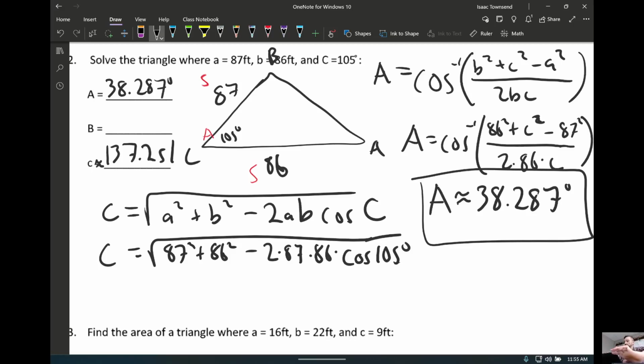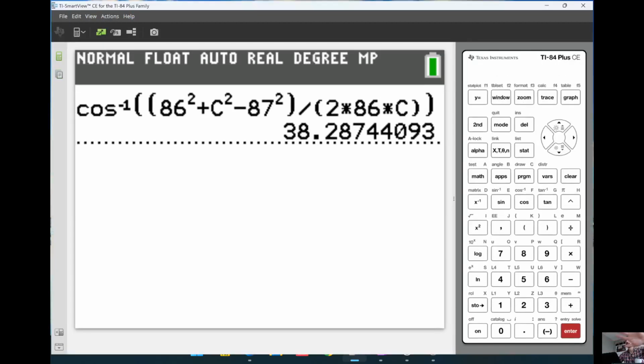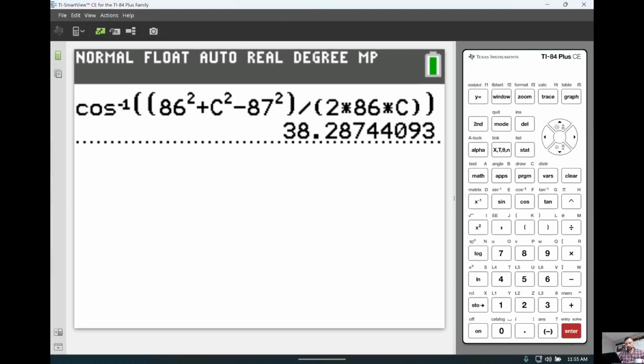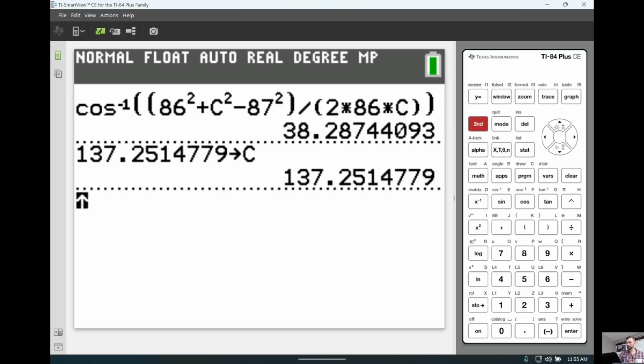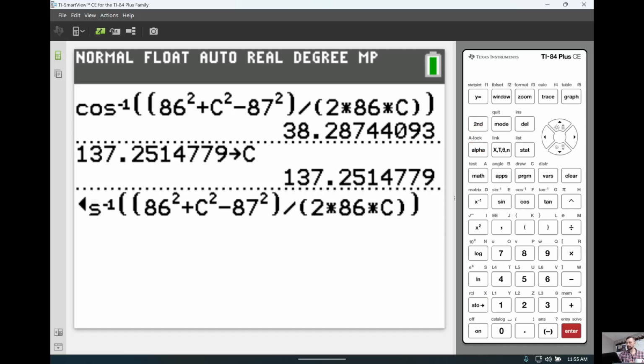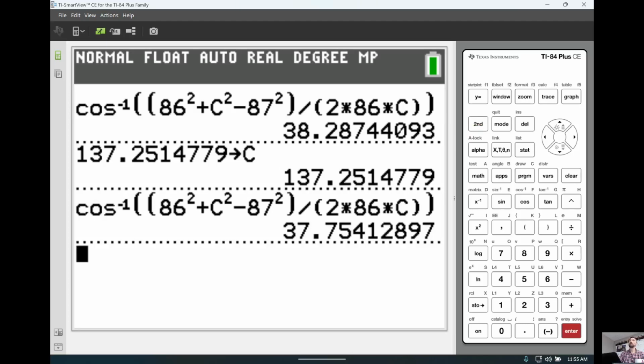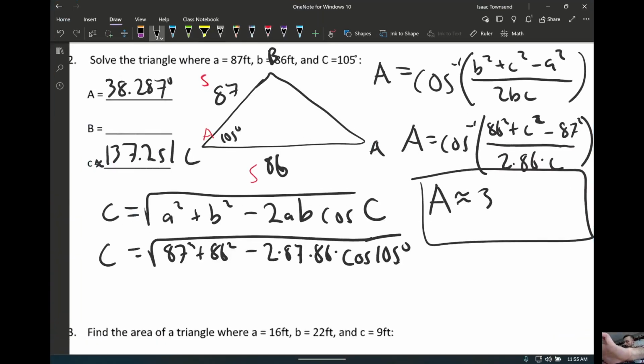And so then this guy, let's fix that. Here's what C is supposed to be with all the decimals. Okay, and then type it back in. Okay, so angle A was actually supposed to be 37.754 degrees.